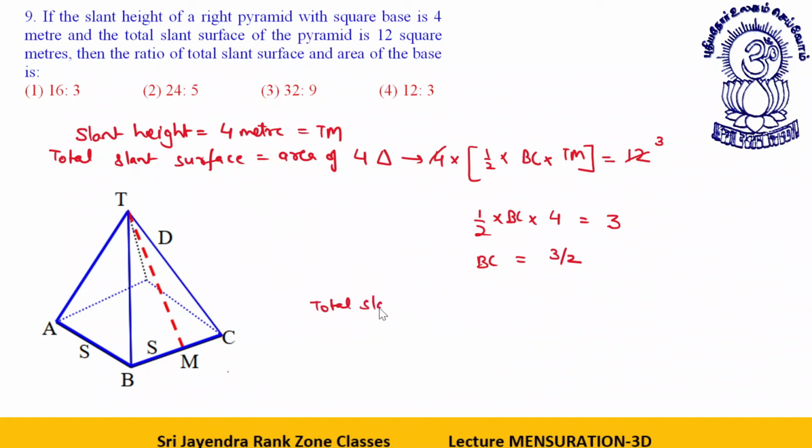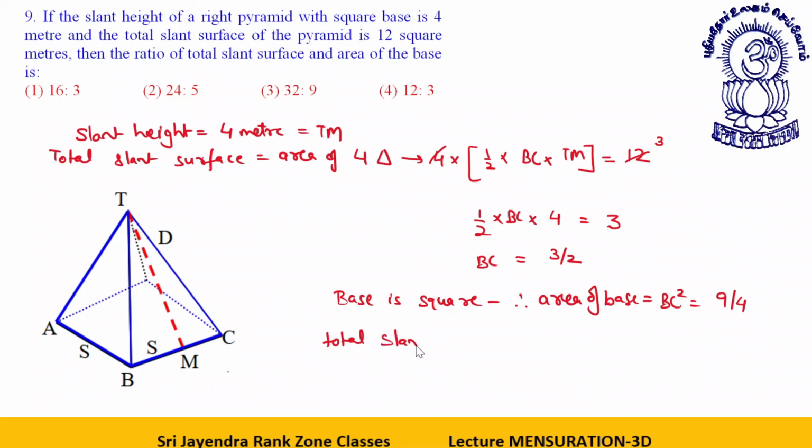Now, ratio of total slant surface and area of the base is asked. We have the base as a square. Therefore, area of base is the side square, that is BC square, that is 9 by 4.